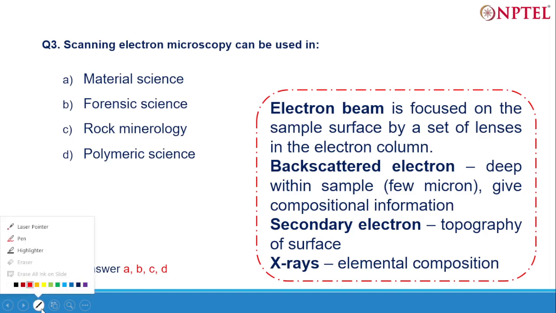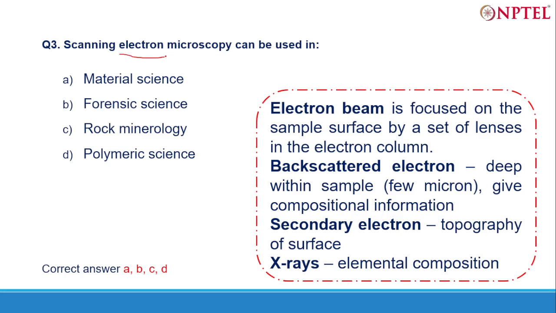Scanning electron microscopy is a type of device or instrument that is very important to visualize a surface. It is a very important experiment for visualizing the surface. I will show the images also. In scanning electron microscopy, there is the term electron, so it must be related to the electron beam.